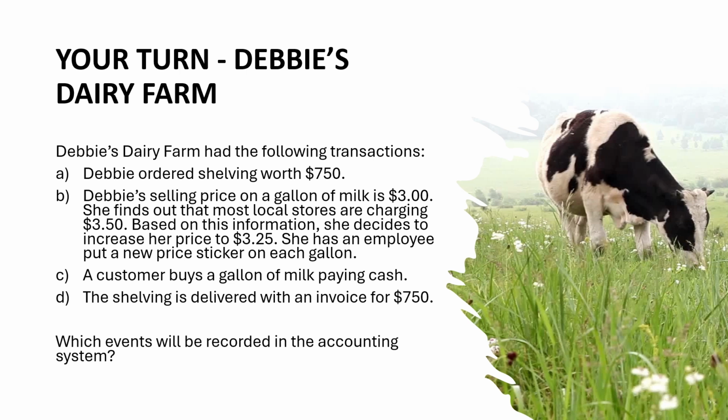The fourth event, the shelving is delivered with an invoice for $750. Debbie has taken possession of the shelving and is the legal owner now. This is her asset. She has an increase in her assets, but on the other hand, she has an invoice she needs to pay for $750. Therefore, she actually increases her liabilities as she accepts the delivery of the shelving without paying for it. So she has to record this transaction. So the key takeaway is a financial transaction must involve a measurable exchange of goods, services, or money.